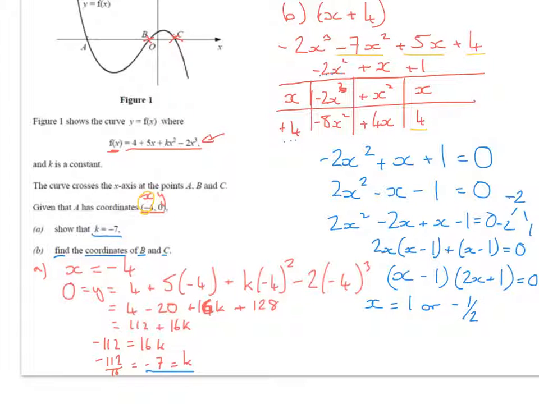But look back, it says find the coordinates. So far I've only found the x value. To find the y value, I need to substitute that into this polynomial. So if I put 1 in, I've got 4 plus 5 is 9, minus 7 is 2, minus 2 is 0. So y, of course, is 0. Let's just double check as well. When it's minus a half, I'm expecting y to equal 0 too. I'll leave you to do that as well. And so my coordinates should be 1, 0, and minus a half, 0.